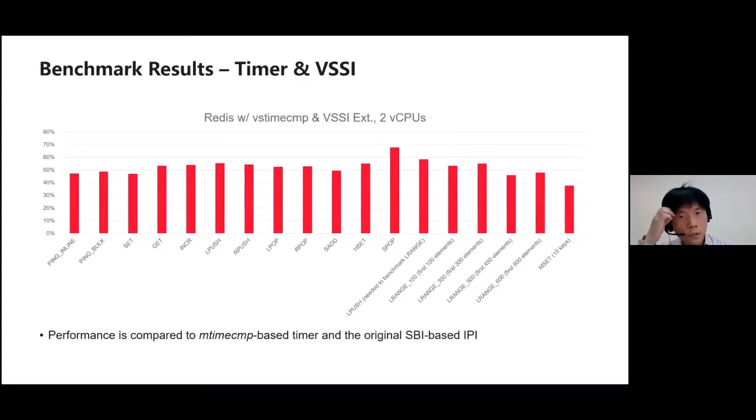This figure shows the performance boost in Redis with both the virtual timer extension and the VSSI extension. With two vCPUs, we observe around 50% performance gain compared to the original SBI-based interrupts. The performance gain, again, also comes from the elimination of the excessive traps to the host and to various nodes in the host.